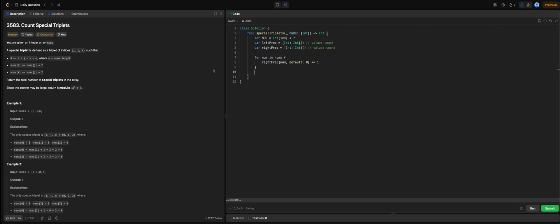So technically we are scanning through the whole array to see how many duplications of numbers exist in here.